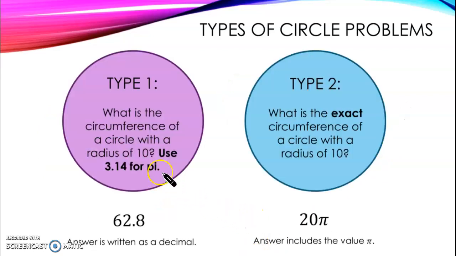So just to reiterate, when you have a problem where you need to use 3.14 for pi, you're going to get an answer that's written as a decimal. We got 62.8. And then when they're asking for the exact answer, you're going to have something that usually includes the value of pi in it. And these two numbers are the same thing, except this is a rounded version of what 20 times pi would be. Just two different ways to write the answer.